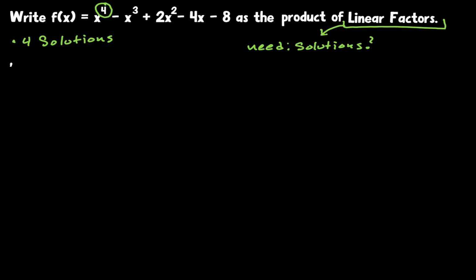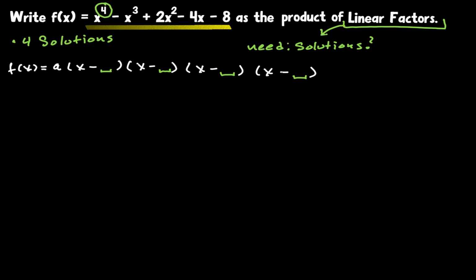And knowing that we have 4 different solutions, now we can start writing down what our linear factor form is going to look like. It's going to have a coefficient of a, and it's going to have 4 different factors: 1, 2, 3, and 4. And the spaces that we are leaving here, this is where we're going to be placing the different solutions of this polynomial. So now that's our objective. What are the 4 different solutions that this polynomial f of x has? Let me clean this up and let's find those solutions.